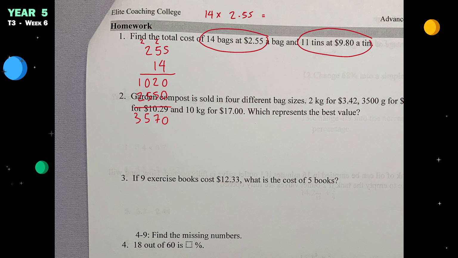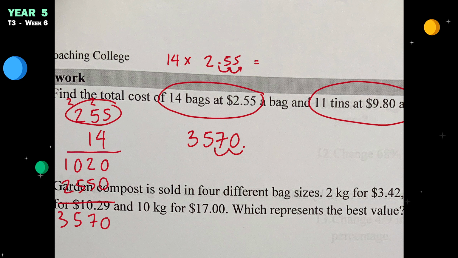3570. Now, because we made them into whole numbers, I moved the decimal place of this one 2 times to the right to make it into this number, right? So my answer must have the decimal place moved back twice, 2 spaces to the left. So now it's going to be $35.70.